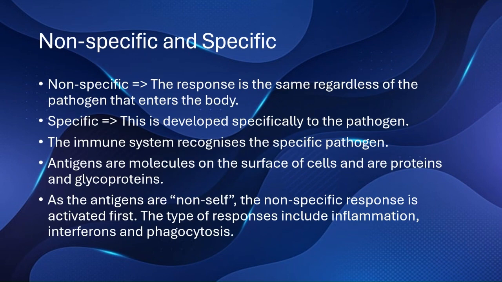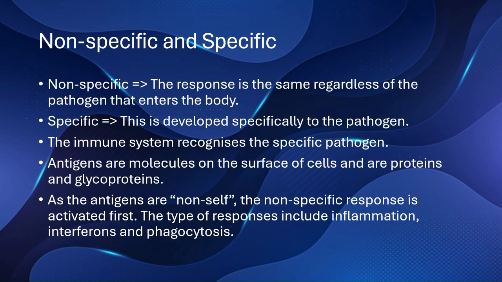So the body has two different responses to pathogens entering, and one of them is non-specific, which is the response that is the same regardless of the pathogen that enters the body. You also have specific, which is developed specifically to the pathogen. And it's quite easy to remember because the explanation is in the name. The immune system recognizes the specific pathogen to carry out the specific response as appropriate.